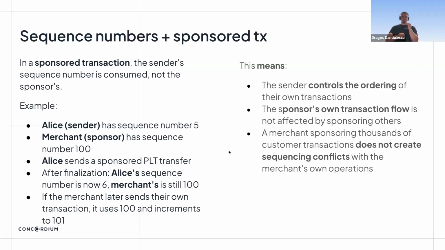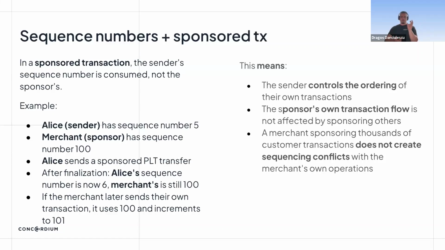How this works with sponsored transactions. In a sponsored transaction, only the sender's sequence number is consumed, not the sponsor's. So let's do the example of Alice and a merchant. Alice as a sender will have a sequence number of 5, let's say. The merchant will have one of 100.